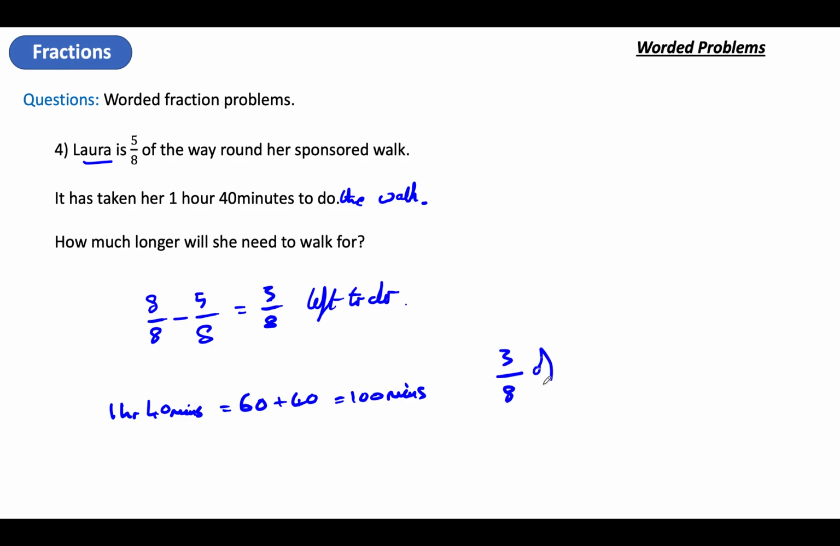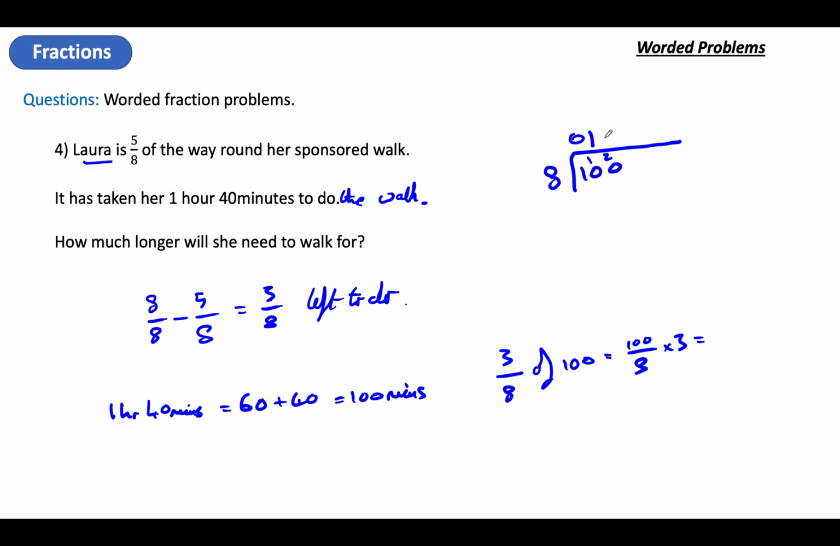So 3/8 of 100 means I've got to do 100 divided by 8. I might use a calculator for that, but we'll see. And then times it by 3. Now you could do 100 divided by 8. In fact, why don't we do that? Let's practice our bus stop here. I'm not going to use a calculator. Let's do 100 divided by 8. 8's into 1 doesn't go, so we carry that 1 across. 8's into 10 goes once with 2 bits left over.